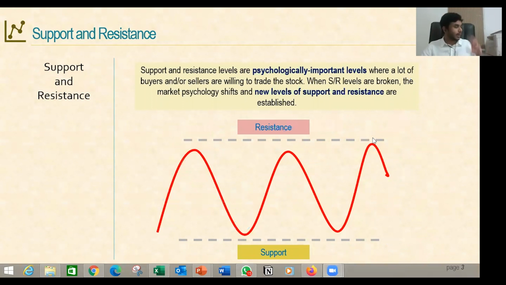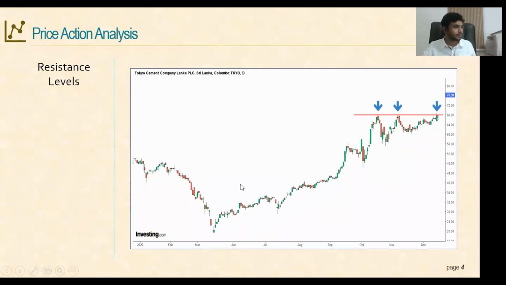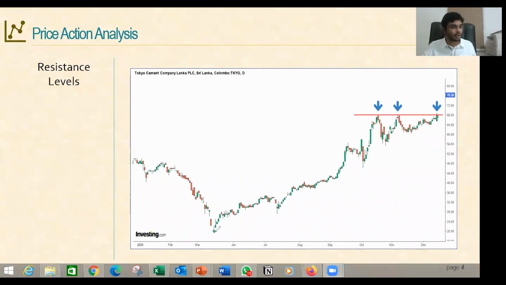So with that brief description, I will show you some examples. In this particular example, Tokyo Cement PLC, you can see during 2020 the stock starts to go in an uptrend and finally hits a level of resistance. We see some price rejection at that level, at 68 levels, where the price doesn't go above that point. Then again we see selling pressure, and after that the stock starts to recover. However, again we see there is some resistance.